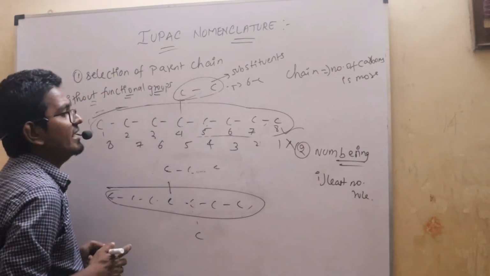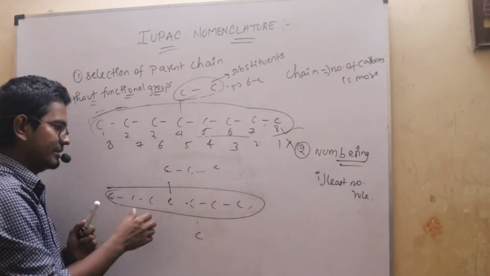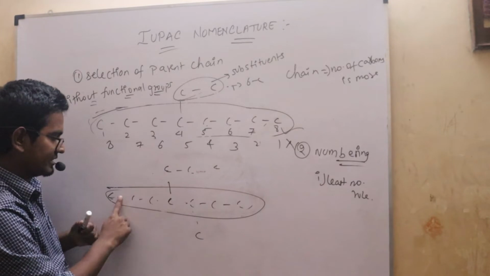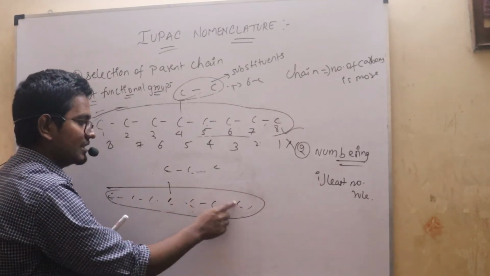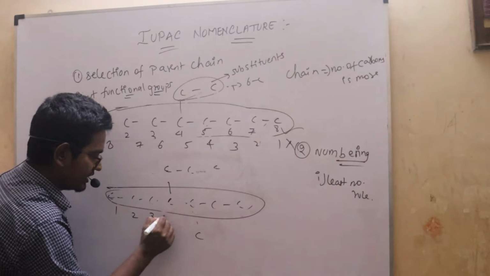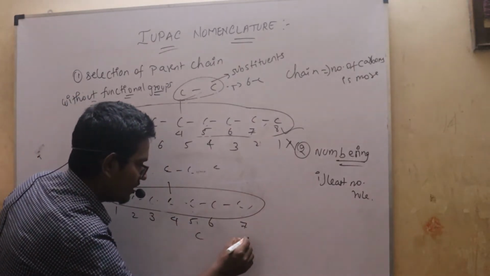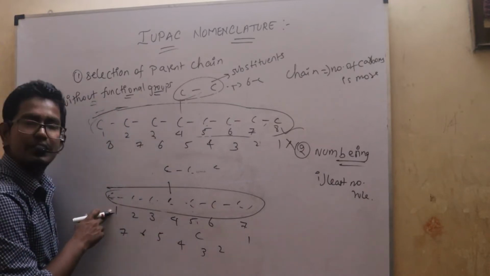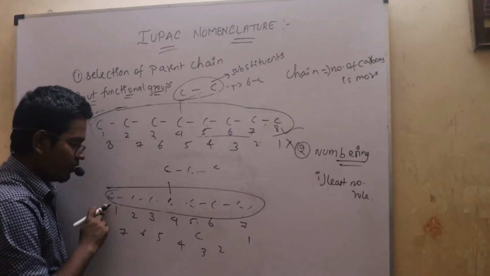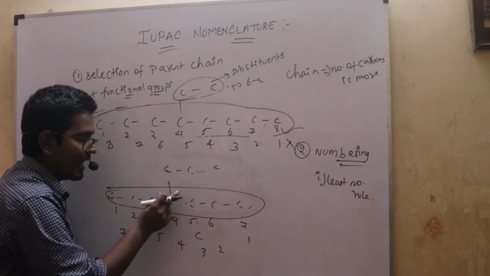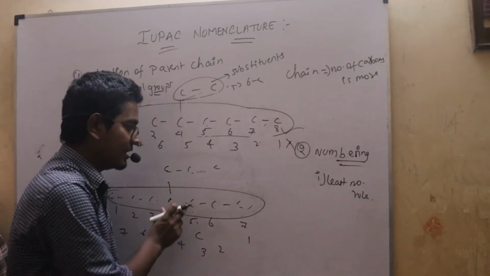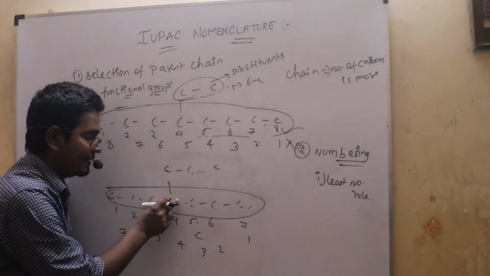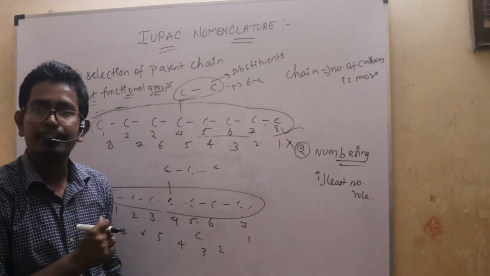So, in the second case, you can see here how to give the numbering. 1, 2, 3, 4, 5, 6, 7 or 1, 2, 3, 4, 5, 6, 7, I can apply here. You can see whenever I am giving the numbering from this side, 1, 2, 3, 4, at the 4th carbon I am getting my first substituent. There are 2 substituents present. Whenever I am giving the numbering from this side, I am getting my substituent at the 4th carbon.